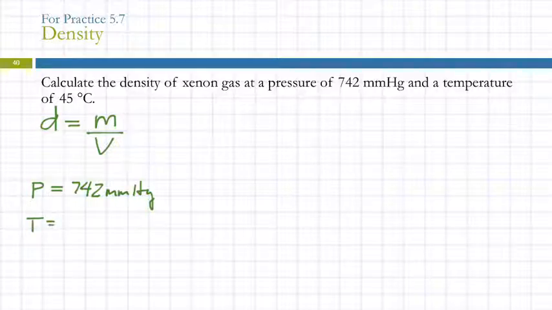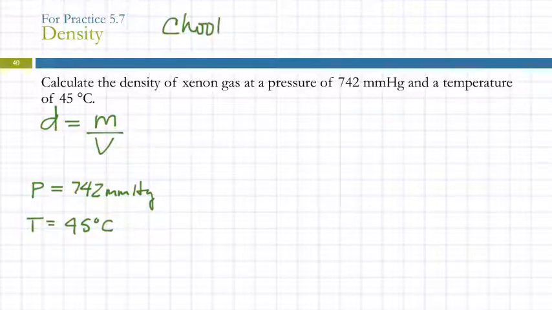Temperature is 45 degrees Celsius. Those are important because if you change the pressure, you change the temperature, you're going to change the density of the gas. I need mass, I need volume. All I need to do is choose a quantity, choose 1 mole, because it's easy. So choose 1 mole of gas.